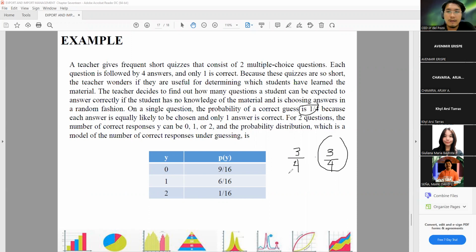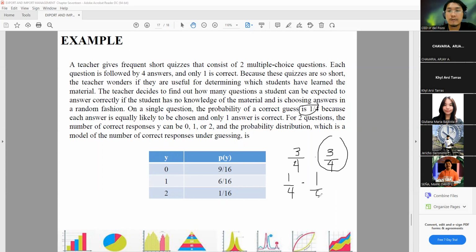Well, how do you get it? The probability of success for getting 2 is 1/4. Then the probability of getting the second answer right is also 1/4, which makes 1/16. Now, if you consider it a probability function, 1 minus 9/16 minus 1/16 is 6/16. So, kaya natin nakuha yung mga values na yan. Okay?